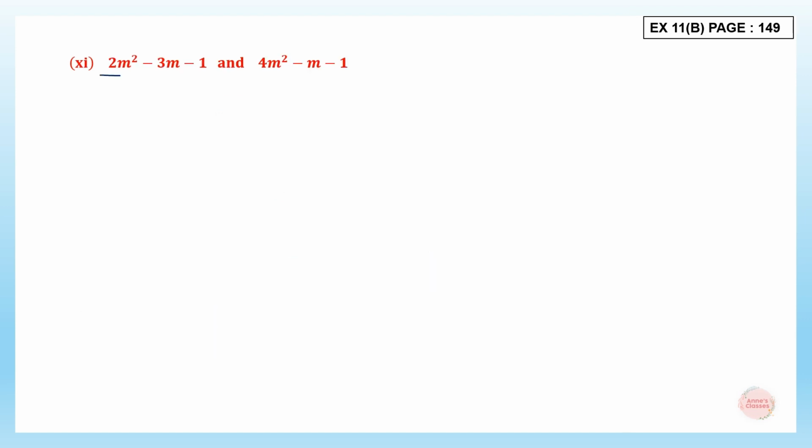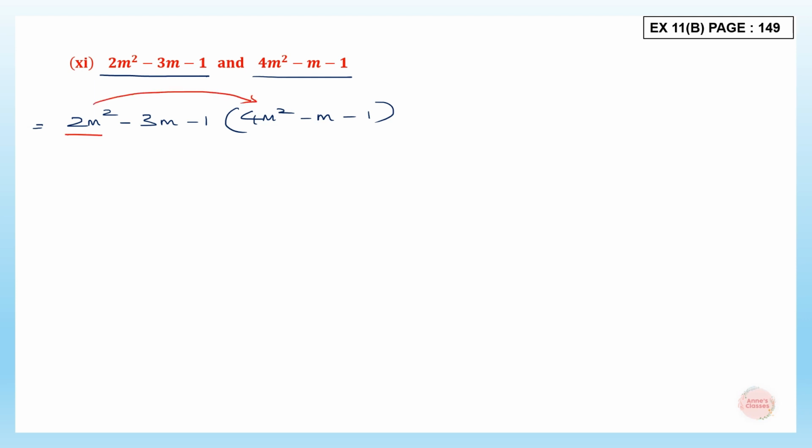So here we have a trinomial and a trinomial. We can write anything first. So we leave the first one as it is, 2m square minus 3m minus 1 into 4m square minus m minus 1. Now we're going to multiply the first term of this into the first term of the other polynomial. So here we have 2 4s are 8, m square into m square is m to the power of 4. Now we're going to multiply 2m square with the next one, that is minus m.